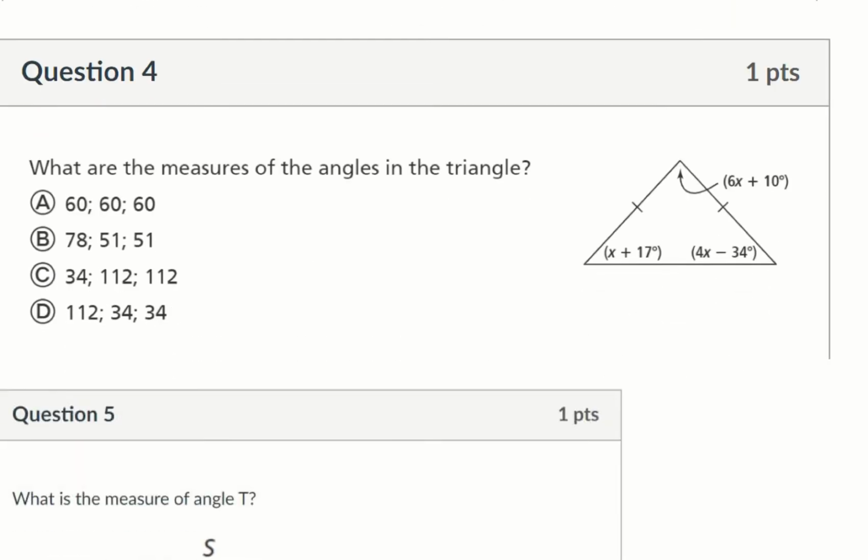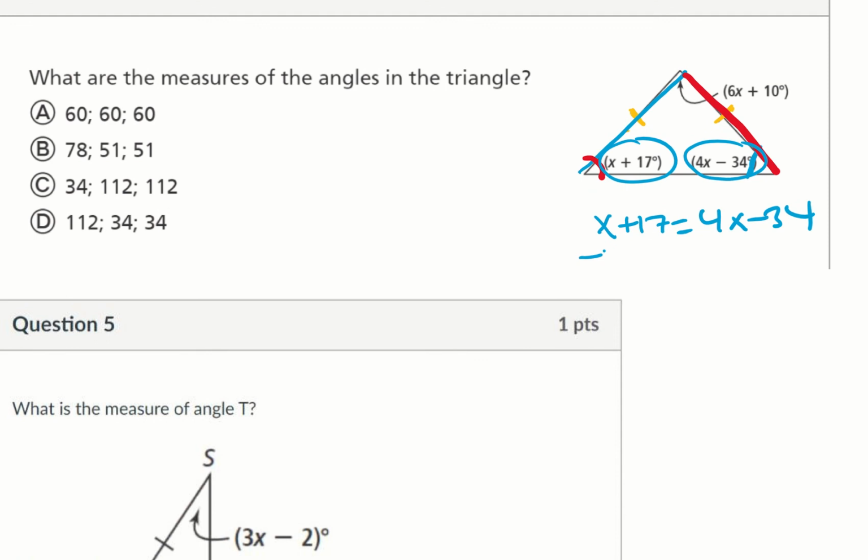Okay, so question 4. What are the measures of the angles in the triangle? Here we have another isosceles triangle because of these markings, right? Because these two opposite sides are congruent, those opposite angles are also the same. So this angle is equal to that angle, and we're going to set those equal to each other. That's the equation they want you to set up here.